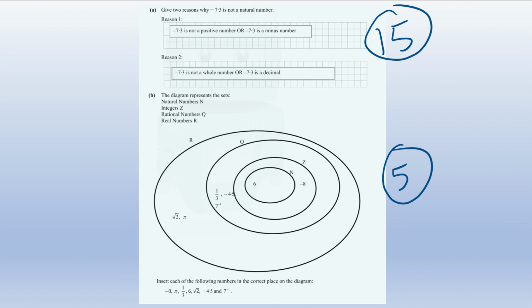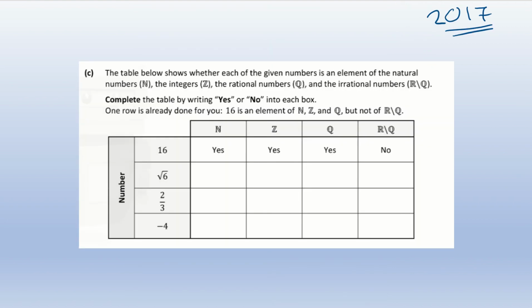The second and last exam question that we'll do came up in 2017 and was part C of a question, and it asks you about different types of numbers again, but this time you don't have a diagram, you have a table. So we'll just read what it says in front of us.